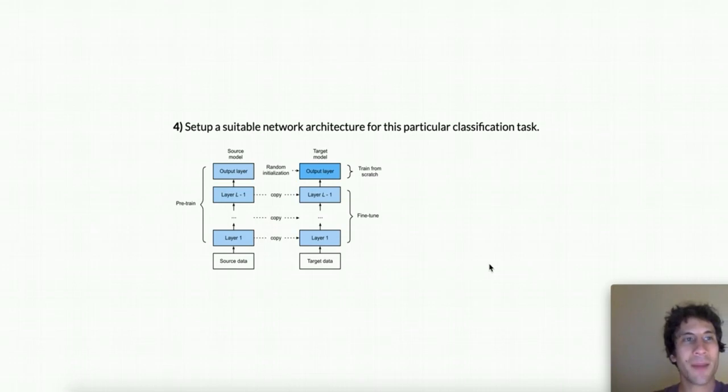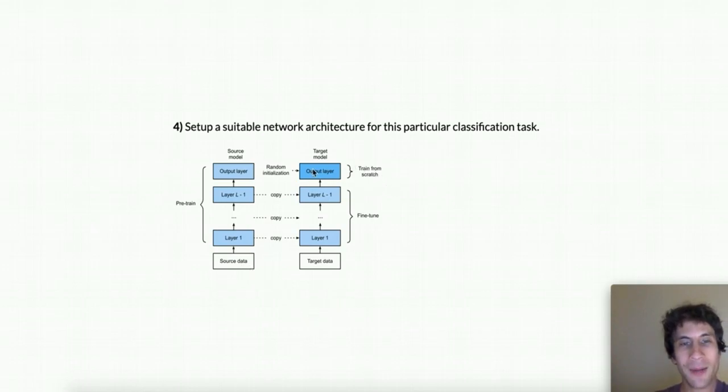Next, we need to suitably set up our network architecture for the particular classification task of interest. Here, in this case, it was classifying images into one of 4 classes. That typically means that we need to modify the output layer of the pre-trained network, which will have been pre-trained on some other task. So typically what we'll do is chop off the output layer of the network and randomly create a new output layer, in this case an output layer that outputs 4 values corresponding to the predictive probability of each class. We'll randomly initialize that new output layer, but we'll copy the parameters from all of the lower layers from the network trained on the source data or the pre-trained task.